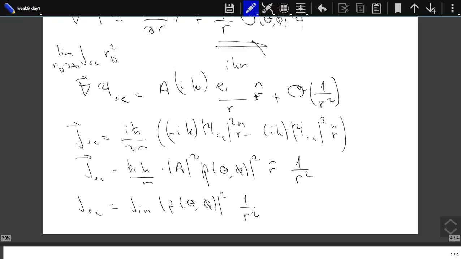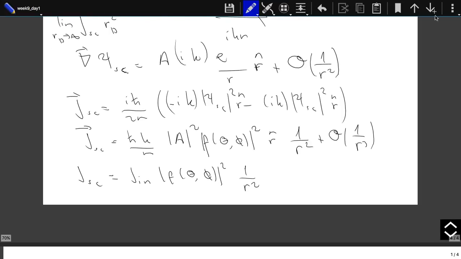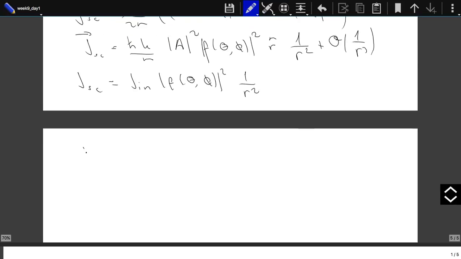The scattered wave function is proportional to 1 over r, so that's why I have that 1 over r squared. Plus, of course, terms of the order of 1 over r cubed. So basically we are done. r squared times J scattered over J in is equal to f theta and phi squared. And as I had said before, the normalization is not important, so that's why we ignored it.